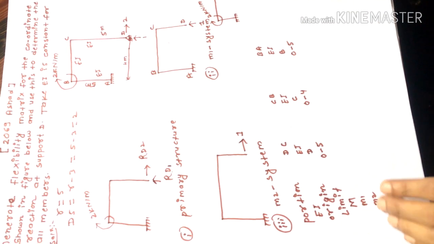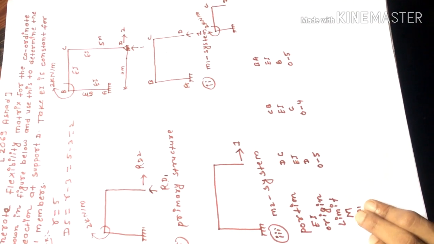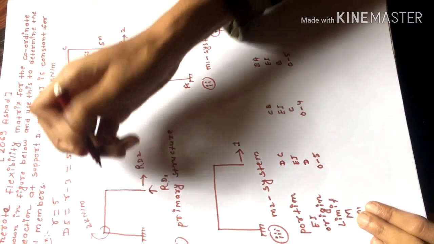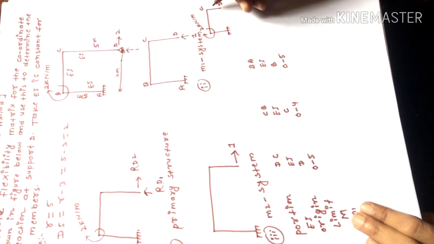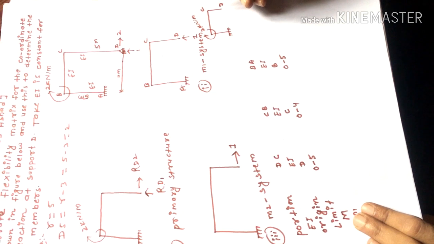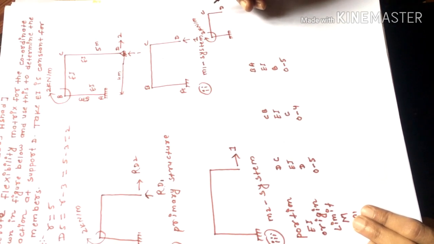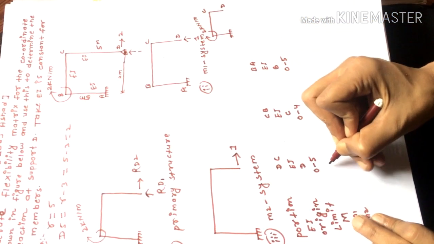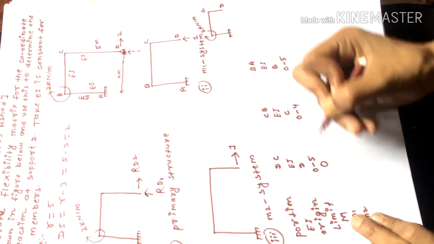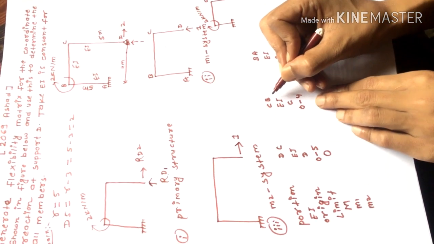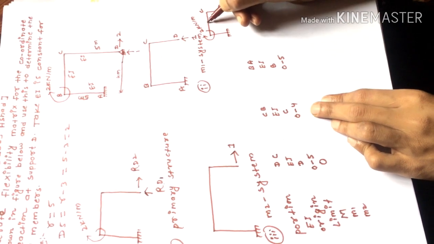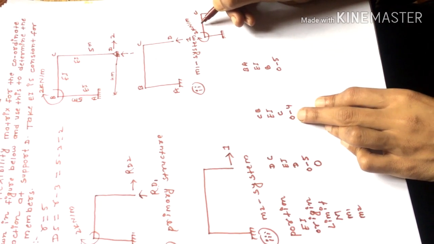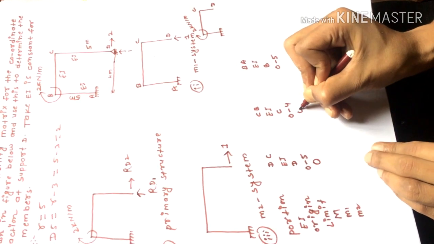So now let us calculate for portion CD. For portion CD we can see there is no external force acting, so M is equal to 0. In portion CB we can see in the figure there is no external force acting, so the moment M is equal to 0.